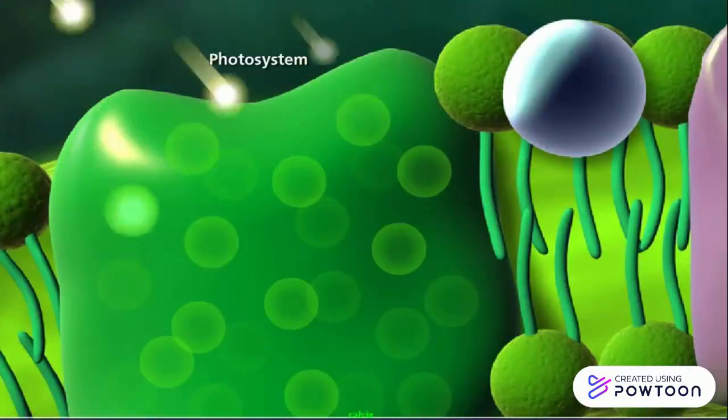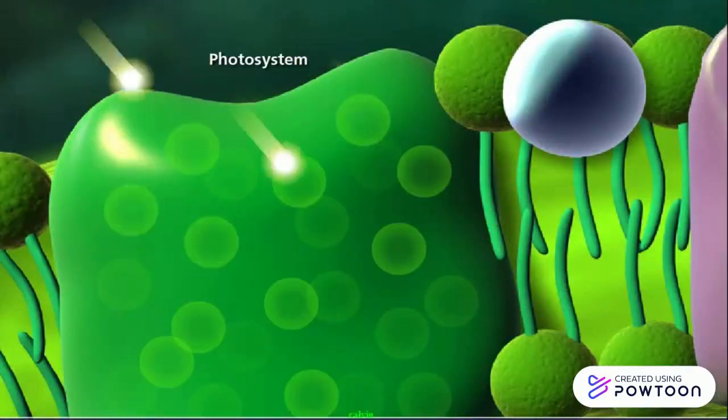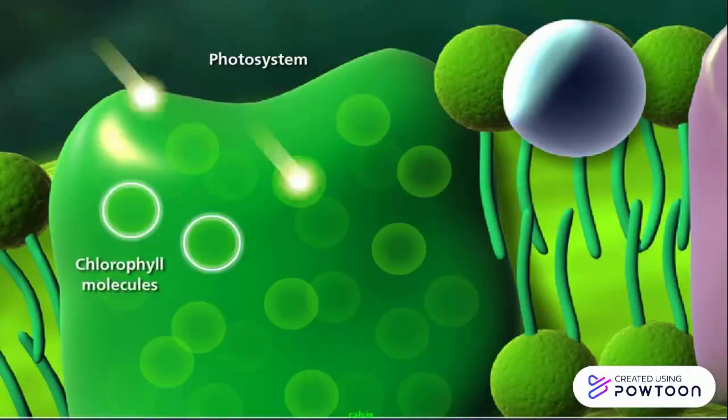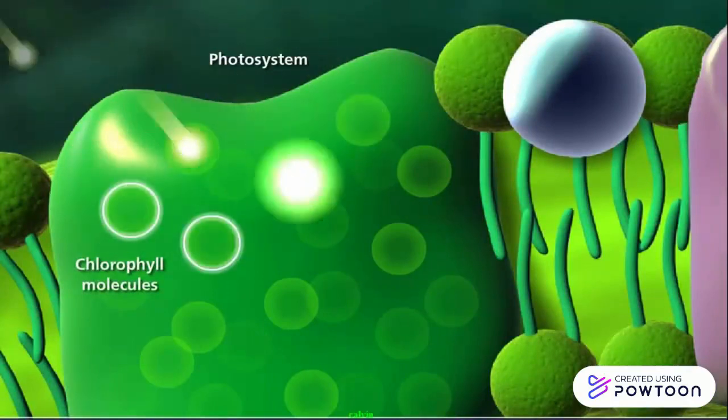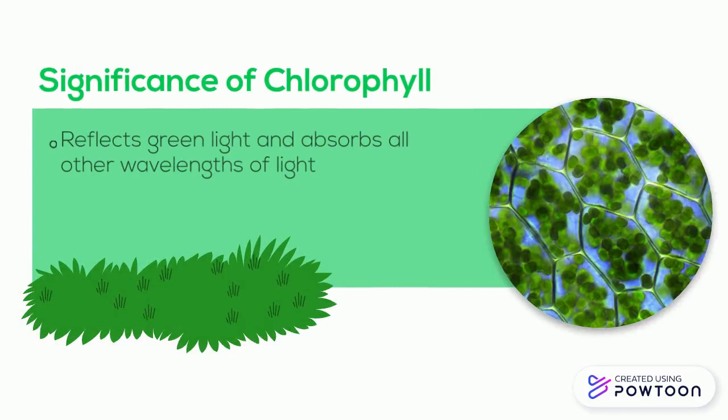Inside of the chloroplast, there are photosystems which help with photosynthesis, but they also contain chlorophyll pigments which absorb the photons of light. Chlorophyll is important because it is the molecule that does the actual reflecting of green light and absorption of the remaining wavelengths, giving grass its green color.